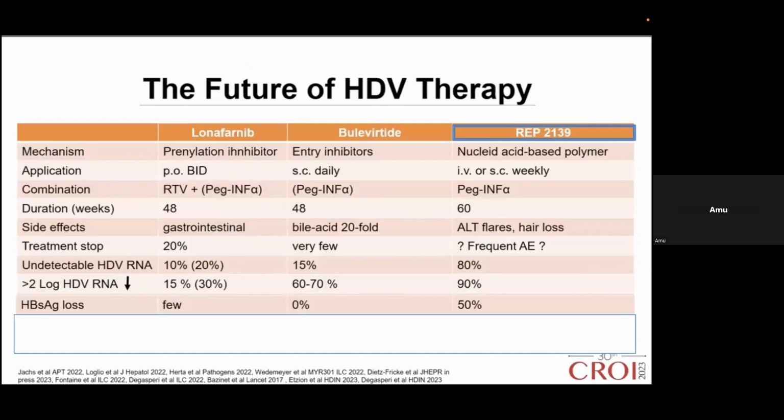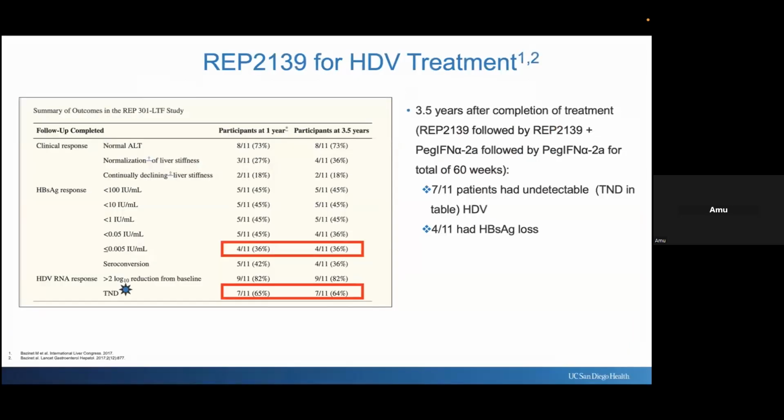REP2139, again, is a nucleic acid polymer that inhibits hepatitis B and D virion secretion. And it's only been studied in an uncontrolled phase 2 study, which included 12 patients with chronic hepatitis D infection. It can be given subcutaneously or intravenously on a weekly basis. Patients received REP2139 monotherapy for 15 weeks, followed by combination therapy with pegylated interferon for 15 weeks, followed by monotherapy with interferon for a total of 60 weeks of treatment. And adverse effects were frequent and included severe elevations in ALT and hair loss.